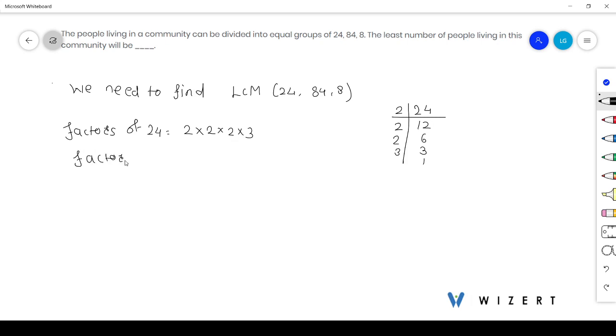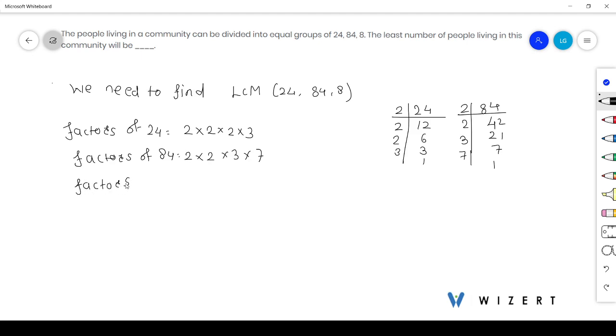Similarly, we can find the factors of 84. Now, factors of 84 we can find by 84 divided by 2 is 42. 42 divided by 2 is 21. 21 divided by 3 is 7. 7 by 7 is 1. So the factors of 84 are 2 into 2 into 3 into 7.